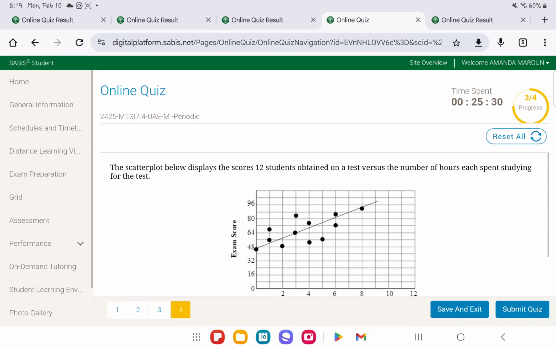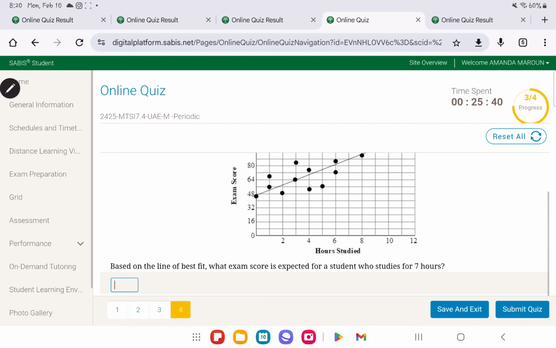We move on to question number 4. The scatter plot below displays the scores 12 students obtained on a test versus the number of hours each spent studying for the test. Now, based on the line of best fit, what exam score is expected for a student who studies 7 hours? Very simply, what you're going to do is you're going to look at the time. You're going to find 7 hours. And you're going to find how much the student scored.